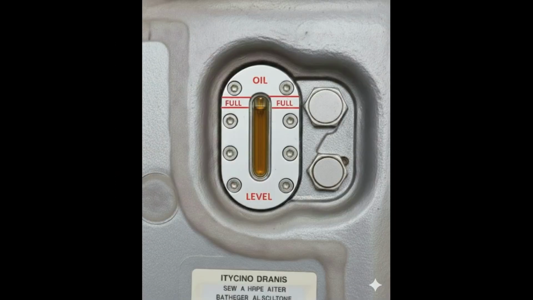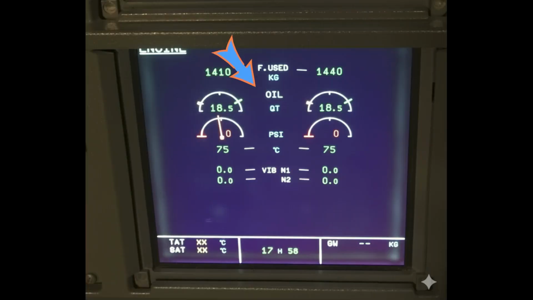Oil level monitoring methods. There are 2 primary methods for monitoring the engine oil quantity. Visual inspection, direct observation of the oil level sight gauge on the tank. Remote indication, reading the oil quantity digital display on the upper display unit central display in the cockpit.